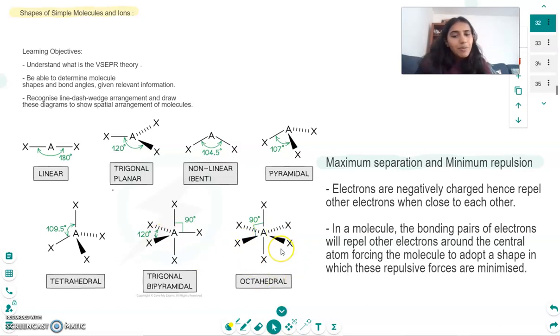Last one is octahedral, which sounds a bit funny because you'd think there'd be 8 bond pairs, but I need you to remember that there's actually only 6, but it's more because it forms an octahedral sort of shape, if you think of it in a 3D plane. So this has 6 bond pairs and they all form a 90-degree angle between each other. Now we're going to go into the next slide.